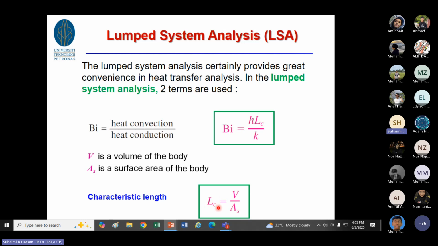Okay, Biot number hLc over k. The characteristic length Lc is not the normal L. Lc, with small c, is the characteristic length: volume over surface area. V is the volume of the body and As is the surface area of the body. H is the heat transfer coefficient, which is given, and k is the thermal conductivity. The only problem is Lc. We have to determine Lc first before we calculate the Biot number, because h and k are normally given in the question.